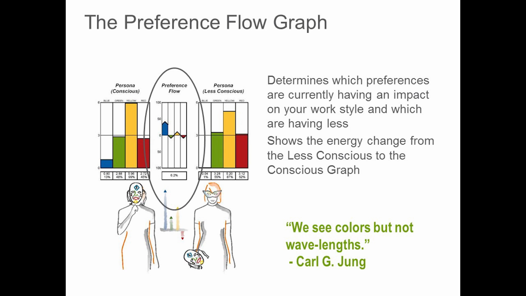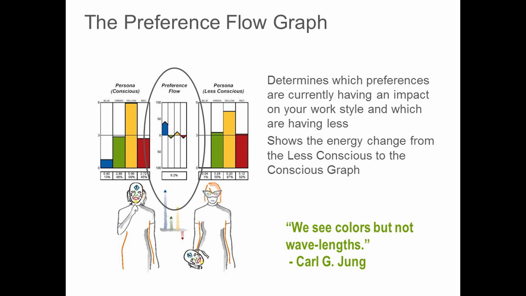Each of you has a unique preference flow percentage, and what it actually measures is the amount of energy that you expend to move from your less conscious right-hand graph to show up as your left-hand conscious graph. Think of it as the amount of energy that it takes for you to choose to show up a certain way. It is not 0 to 100%, however.